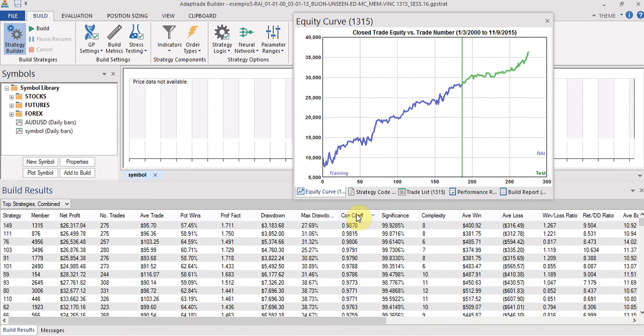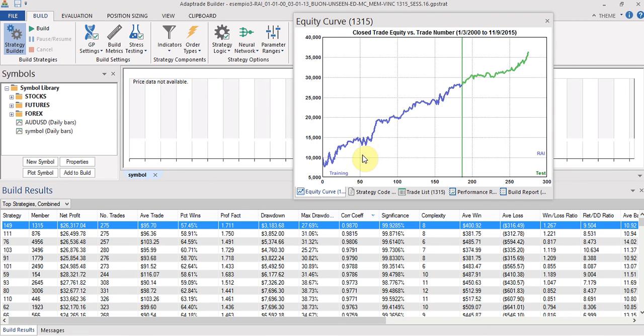such as this one, this strategy is once again on top of the list when I sort by the correlation coefficient. By the way, correlation coefficient is just an indication of how smooth the equity line is, not with very tough ups and downs. So this is already a good candidate. Number of trades starts to be reasonable.